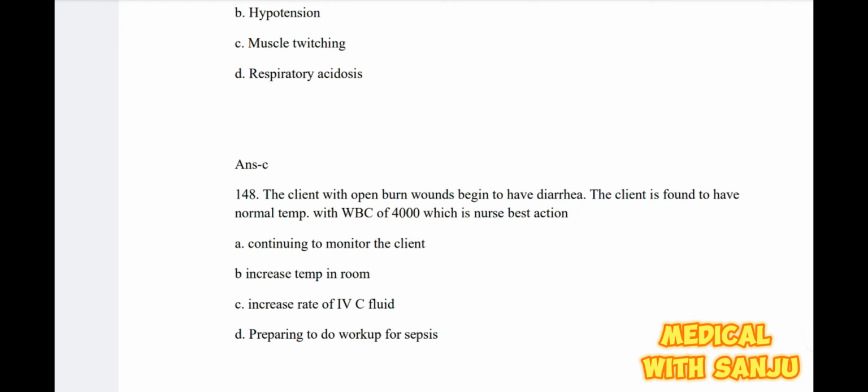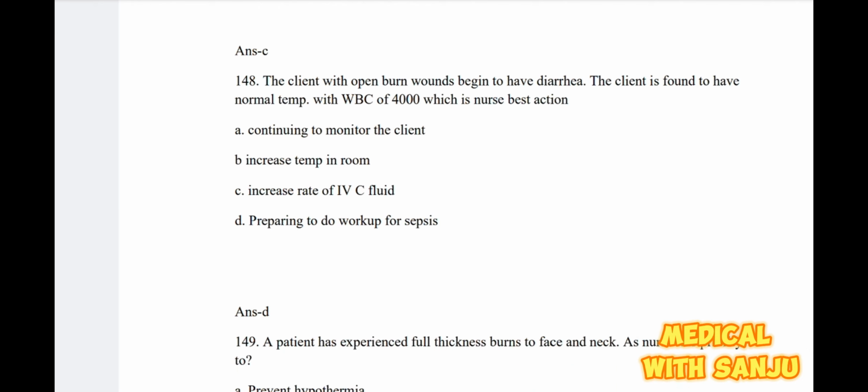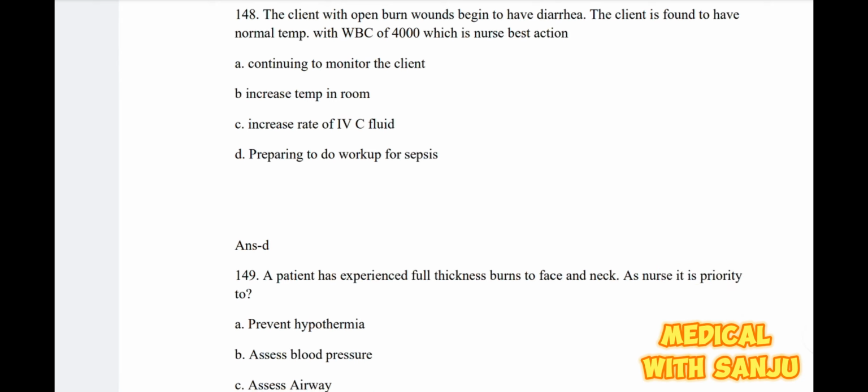Question number 148. The client with open burn wounds begins to have a diarrhea. The client is found to have a normal temperature with the WBC of 4000. Which is nurse best action? Option A, continuing to monitor the client. Option B, increase temperature in room. Option C, increase rate of IV fluid. Option D, preparing to do work up for sepsis. The right answer is option D, because this is the symptoms of an infection. So preparing to do work up for sepsis.